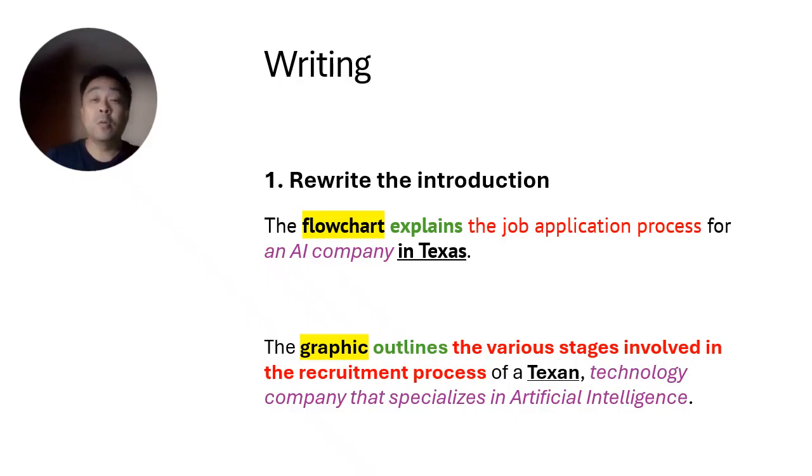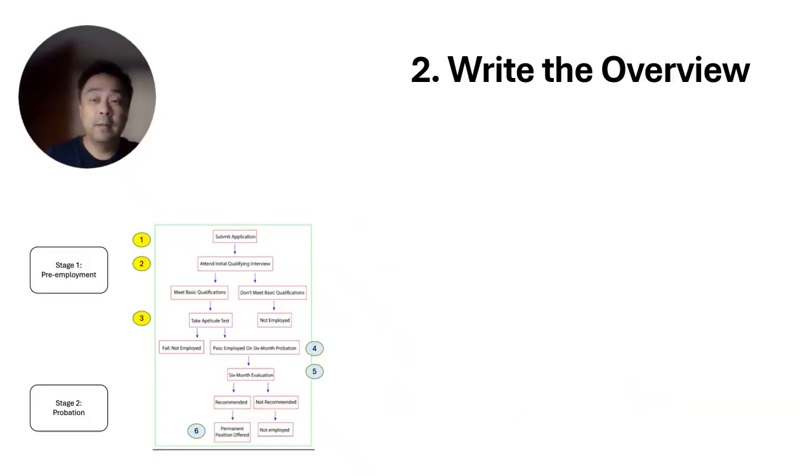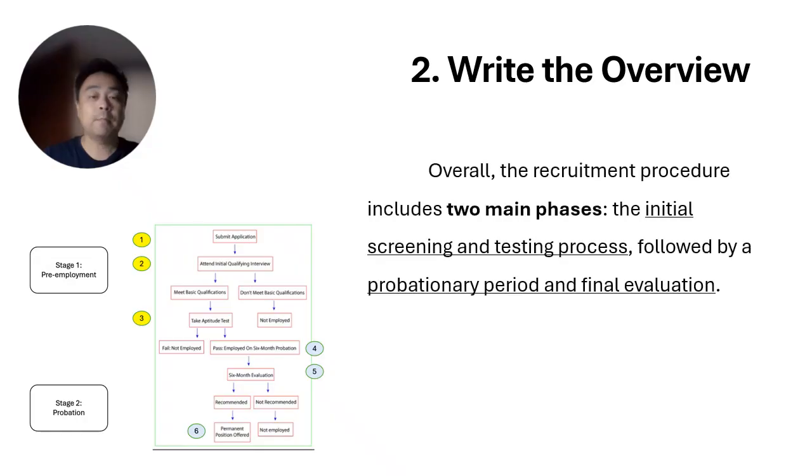Now once you're done with the introduction, we go back to the overview. Here, if you remember our quick analysis where I numbered the steps and then grouped the steps into 2 stages, we now need to write a 2 to 3 sentence overview paragraph. It could look like this. So I'll read this one out for you. Overall, the recruitment procedure includes 2 main phases or stages. The initial screening and testing process, which I wrote down here in shorthand as pre-employment, followed by a probationary period and final evaluation, which makes a probation phase.